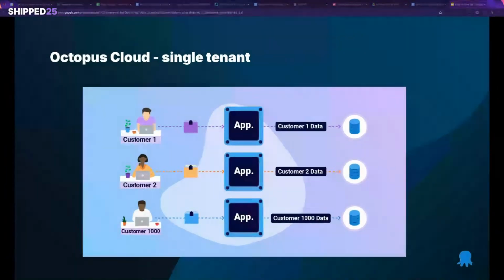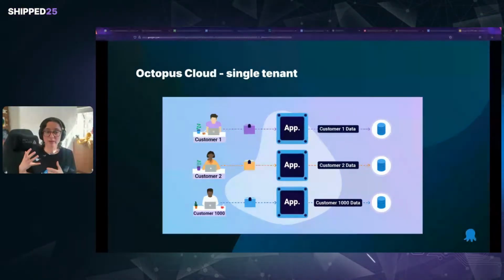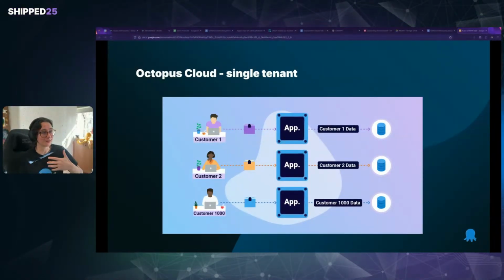We run Octopus Cloud in a single tenant model, so every single customer has their own instance. We run that as a Kubernetes pod, and they also have their own database. We tend to run the databases on an Elastic shared cluster. This sort of architecture gives us really nice safety and isolation for our customers.